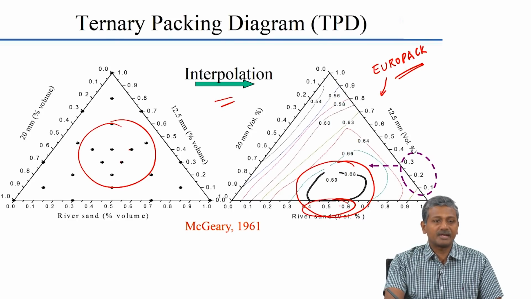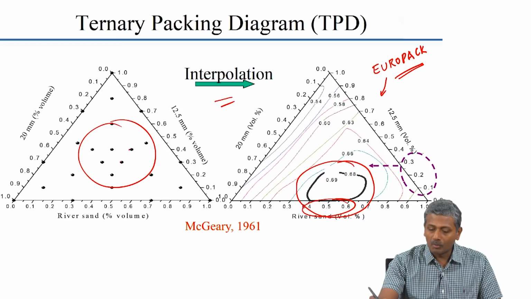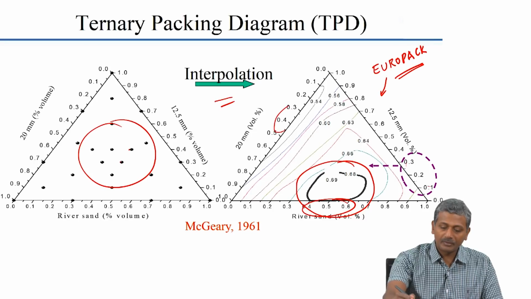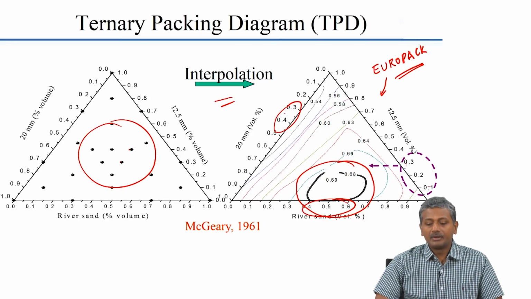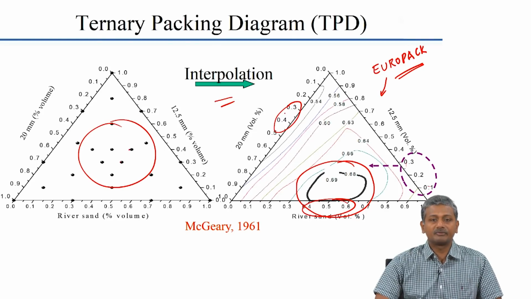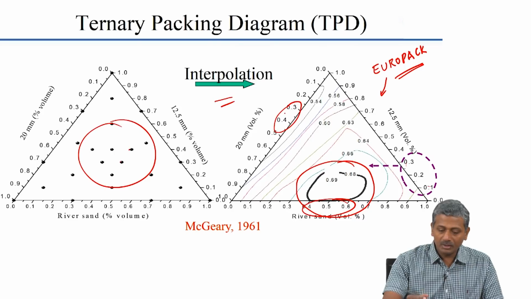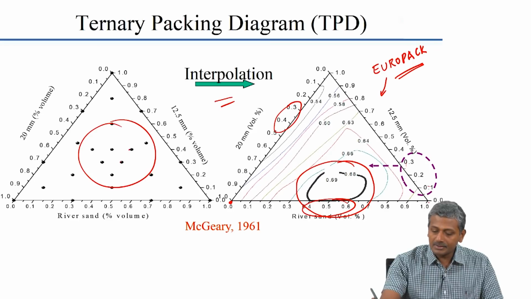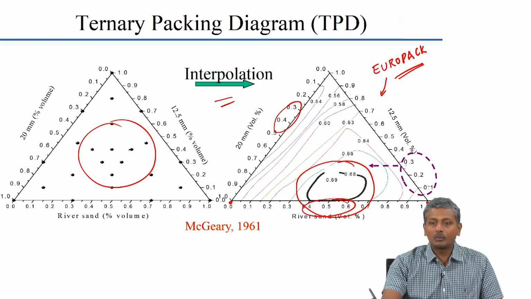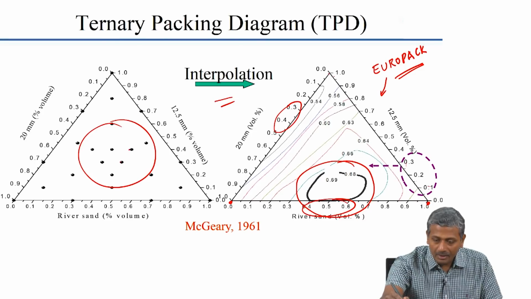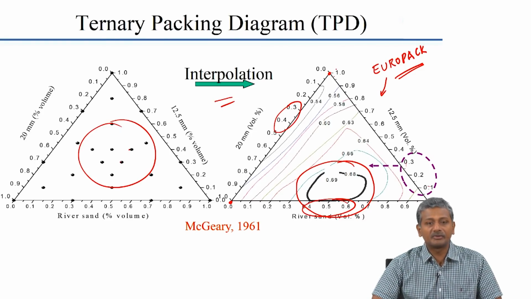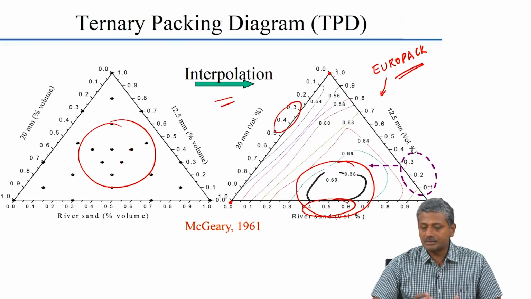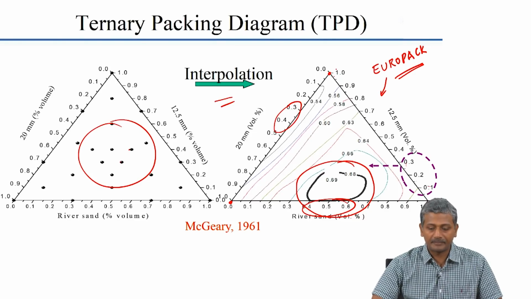Here, what was seen was that the best packing densities were obtained with volume fractions of about 50 to 60% of the river sand, and smaller amounts of 12.5 mm aggregate and slightly greater amounts of 20 mm aggregate. So, how do you read the ternary diagram? It is the same way as you read the ternary diagram for your cementitious systems. Here this is 100% 20 mm aggregate and 0% river sand. Here it is 100% river sand and 0% 12.5 or 20 mm aggregate, and this is 100% 12 mm aggregate and 0% sand and 20 mm aggregate. That is how you read this, just like any other ternary diagram.